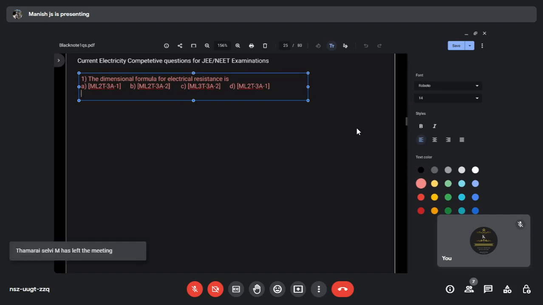So there you would have learned it, and that is what we are applying here. That's it with respect to the resistance. So that is what we are doing. Okay? So the answer is option B.